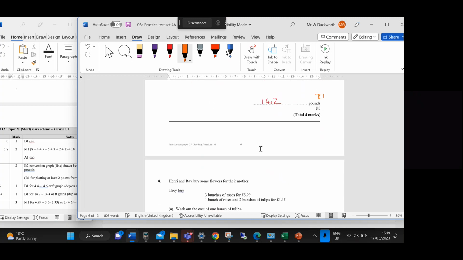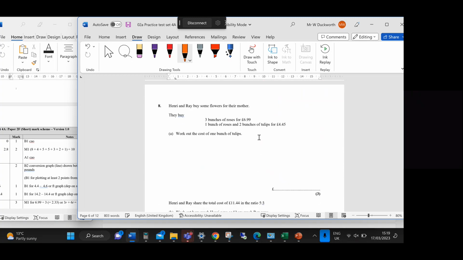Okay. Right, question 8. Henry and Ravi buy some flowers for their mother. They buy 3 bunches of roses for £6.99, and 1 bunch of roses and 2 bunches of tulips for £4.45. Work out the cost of 1 bunch of tulips.